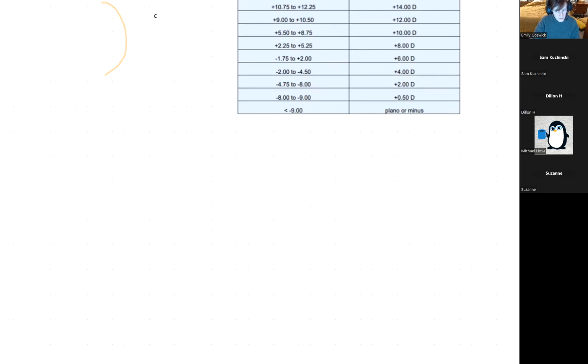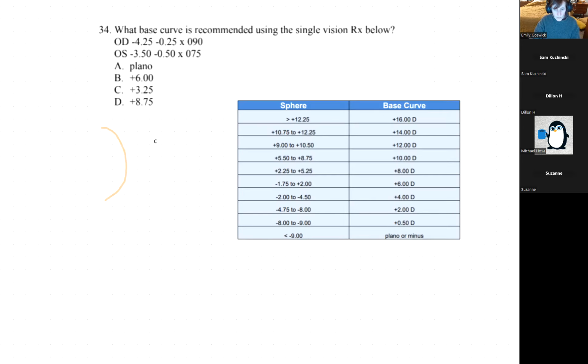And again, just for studying on this one, I would focus really just on these areas. I would really just try to know these middle ones, because I don't think there's a big chance of you getting asked about the higher end powers. Okay. So we now move into the cylinder power and axis.